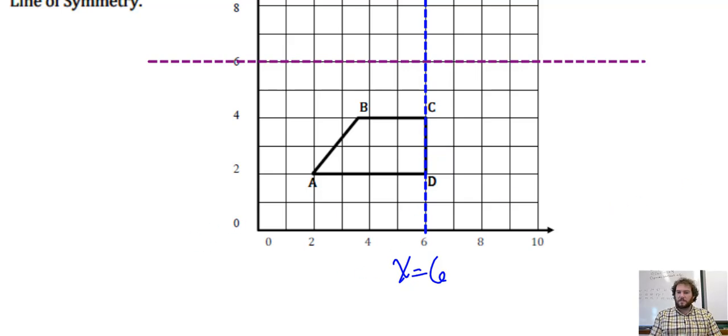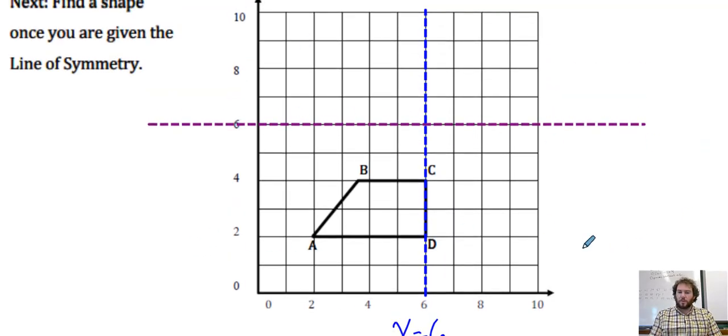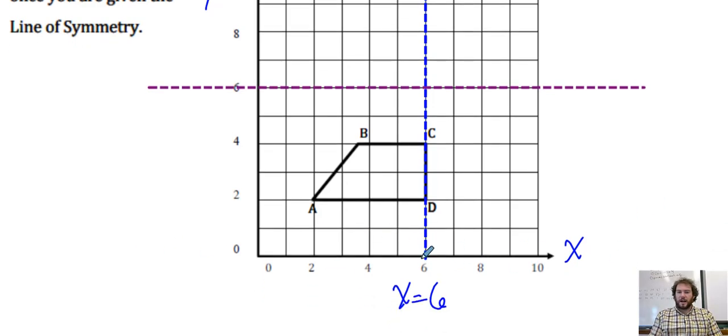Okay, because in math, when we're talking about these grids, they are x and y axis. So this vertical axis is the y axis, this horizontal axis is the x. Because we have this line that passes through our x-axis at 6, we'd say that the line is described by x equals 6.